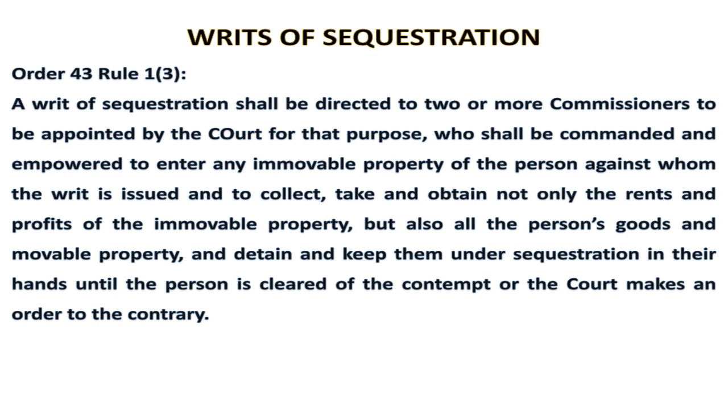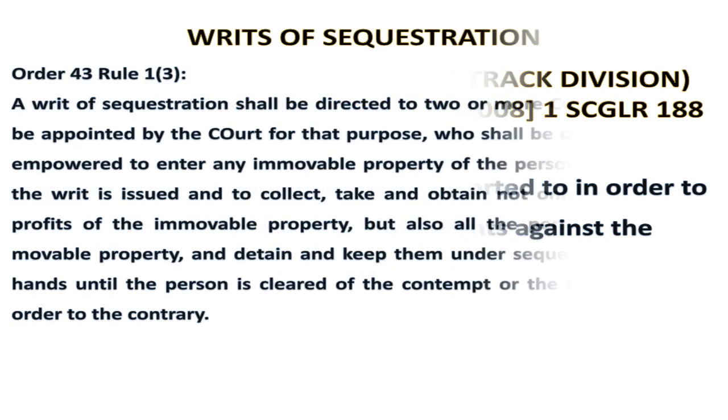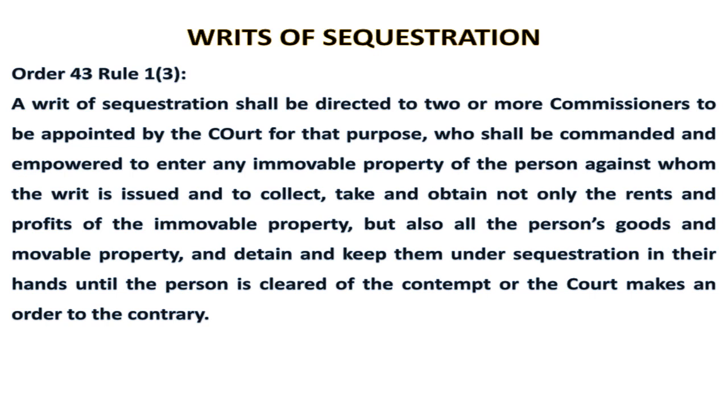And it says that there must be an order directing you to abstain from doing something or do something within a specified time, and you have disobeyed it. That is why we shall bring sequestration. And the essence of sequestration is that we shall continue to hold the goods under sequestration until you are cleared of the contempt of court. Now you have been told in ex parte PP Limited that we don't have contempt when it's about payment of money to your judgment creditor. So interrogate and find out whether sequestration too, we can rely on it if it's for the purpose of enforcing somebody to pay a judgment debt.